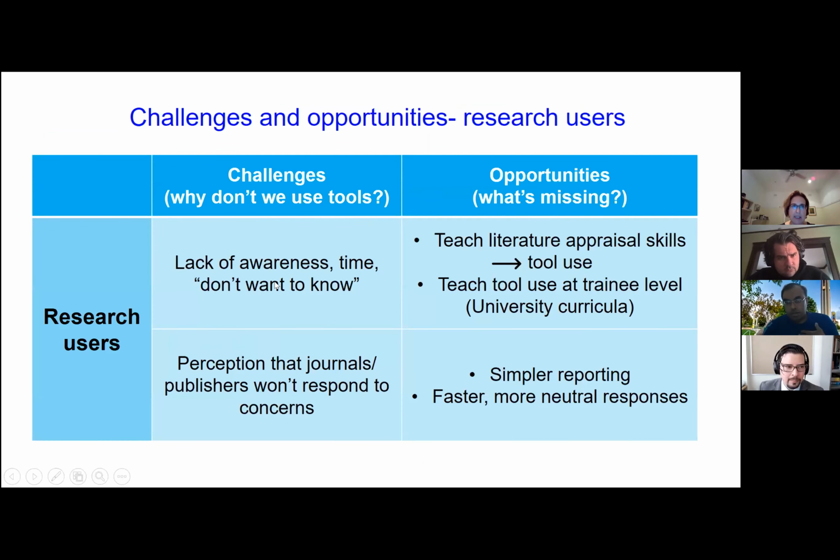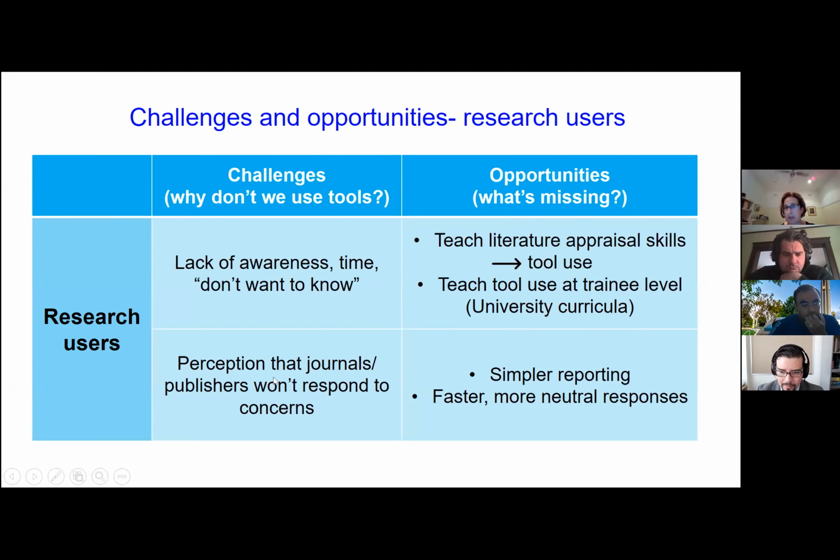Here, I think the challenges are essentially lack of awareness, time, and a degree of "I don't want to know," which of course exists in some quarters of the research community. We need to teach... I can't actually see this slide of mine, but I think if we teach literature appraisal tool techniques, that can lead to tool use, and we can also teach tool use. I'm about to do that this morning at my university to undergraduate students.